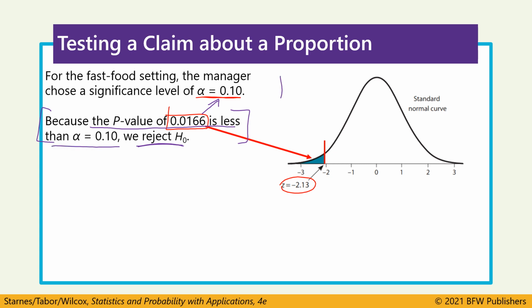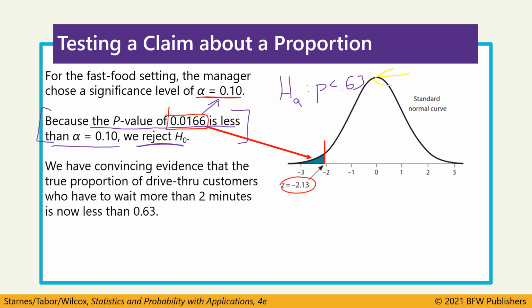We're then going to write our second sentence, and the second sentence is always about the alternative hypothesis. In this case, the alternative hypothesis is that p is less than 0.63. If we reject that null hypothesis, we have evidence that this is true. We have convincing evidence that the true proportion of drive-through customers who have to wait more than 2 minutes is now less than 63%.